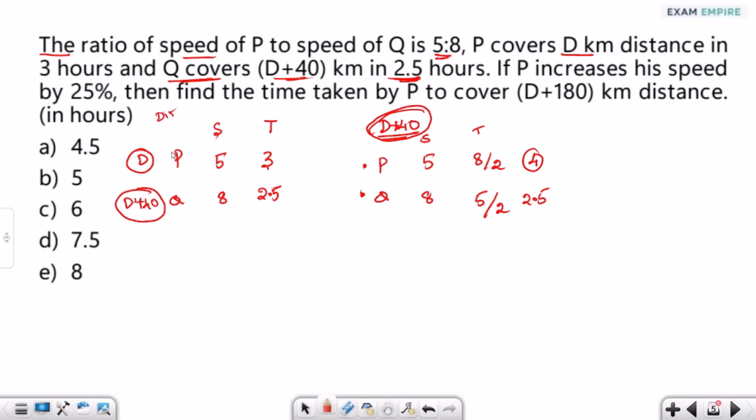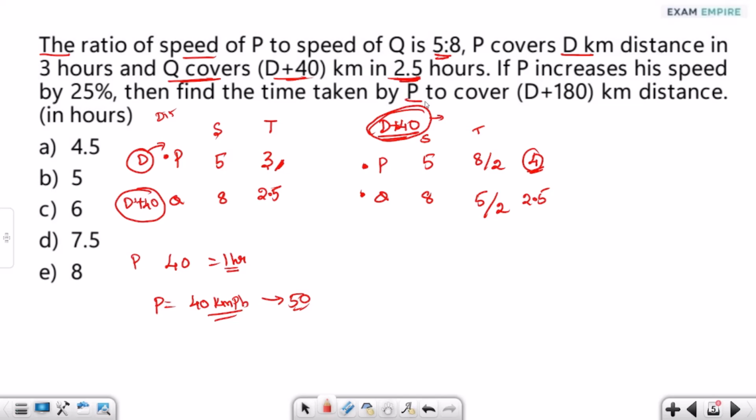Now, P will cover D kilometer in how many hours? 3 hours. P will cover D plus 40 kilometer in how many hours? 4 hours. That means in 1 hour, P will be covering extra 40 kilometer. So speed of P is 40 kilometer per hour. Okay. Next thing, if P increases speed by 25%, so 40 will become 50.